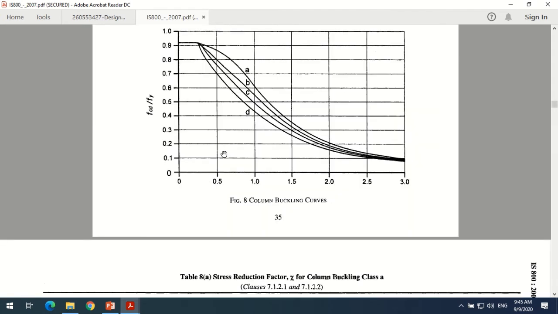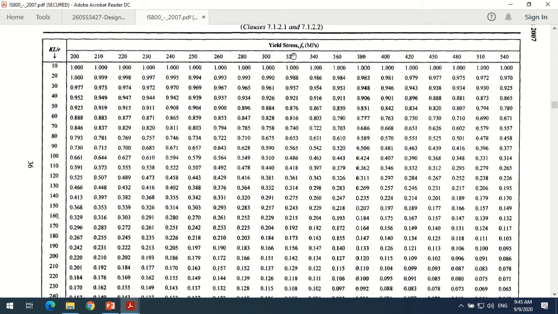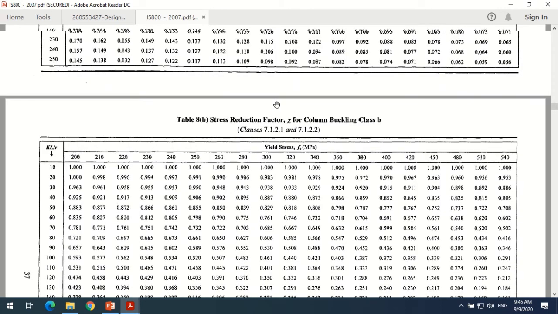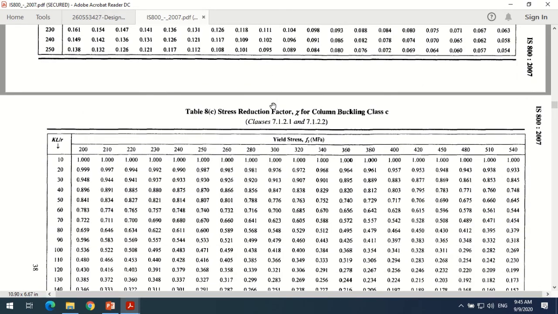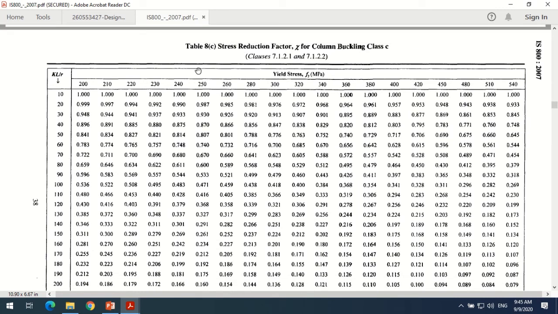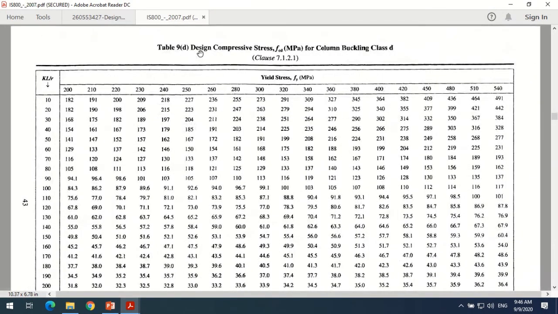the slenderness ratio and go ahead with the slenderness ratio and the yield strength. Knowing the slenderness ratio and yield strength, you can determine the stress reduction factor from this table. When we use the angle section, it belongs to buckling class C. So we always come across table 8C in the case of trusses, because we are using the angle section and it belongs to buckling class C. Either you have to use table 8C or table 9C. That is fixed.